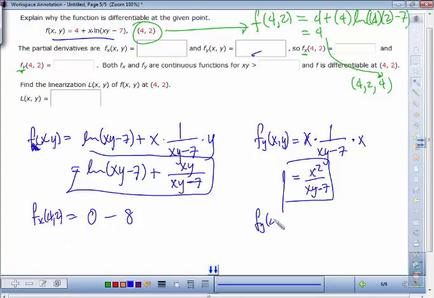F sub y of 4, 2 is going to give us 4 squared. Now it's a 16 over 1. Okay?